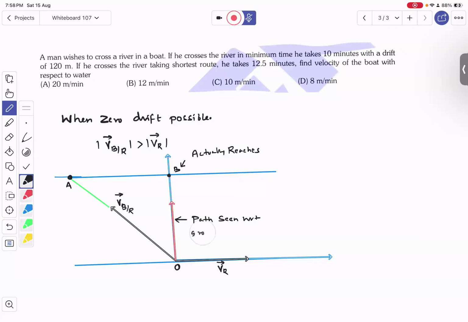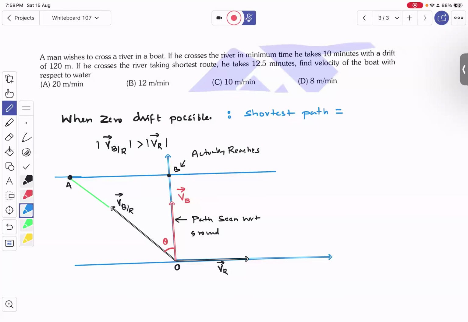To find along which direction he will be traveling, we find this vector VB. And how do we find this vector VB? By adding this black arrow and this black arrow. So in this case, we are going to be able to cross the river with zero drift. So if zero drift is possible, then the shortest path to cross the river is the width of the river.